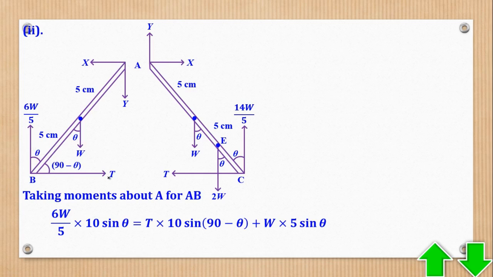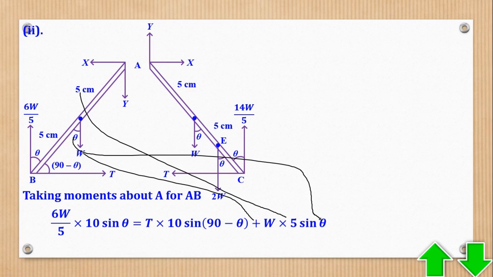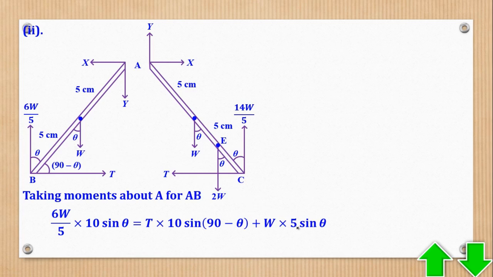Then we shall go to capital T. Capital T, it originates from point B, meaning the distance is 10 centimeters, that is why there is 10 there. Then the angle between the force and the rod is 90 minus theta, that's why it is there. The next is W, this W, the force. Then the distance from pivot is 5, that is why there is 5 there. And the angle is theta, that is why there is theta there. So basically that's how they take moments. So next is to simplify. I'll come up with that.